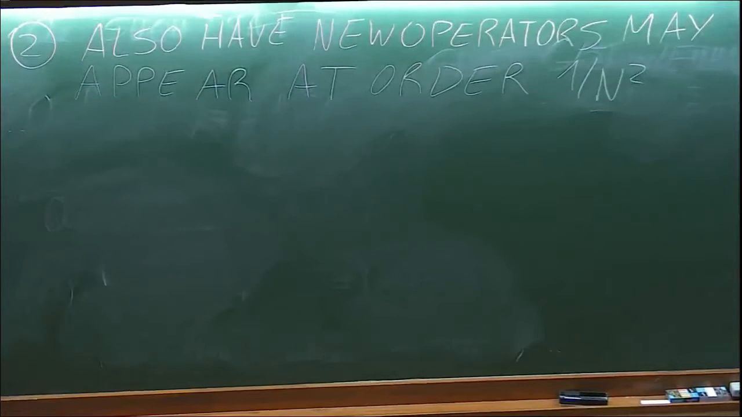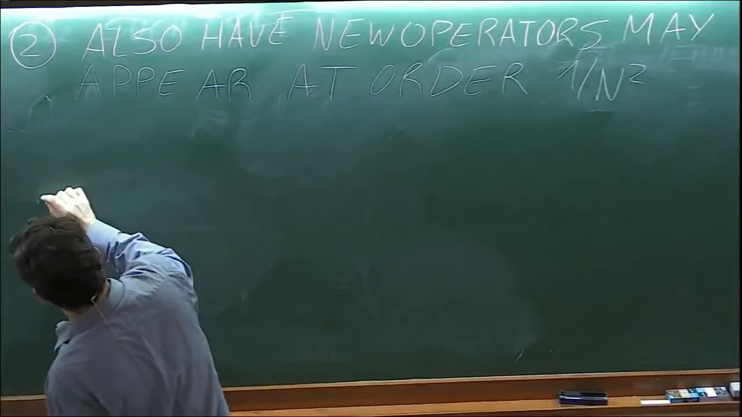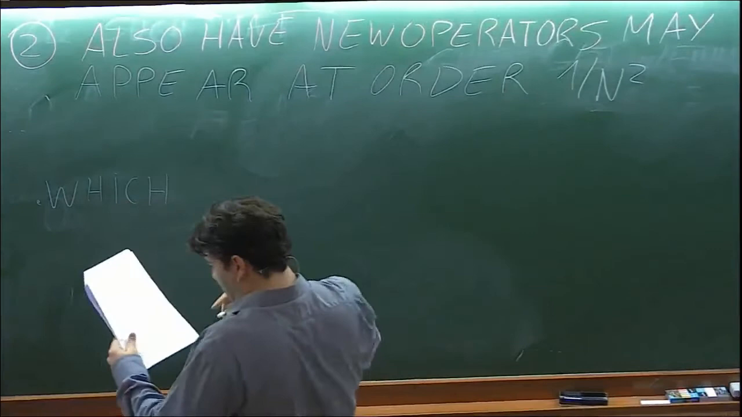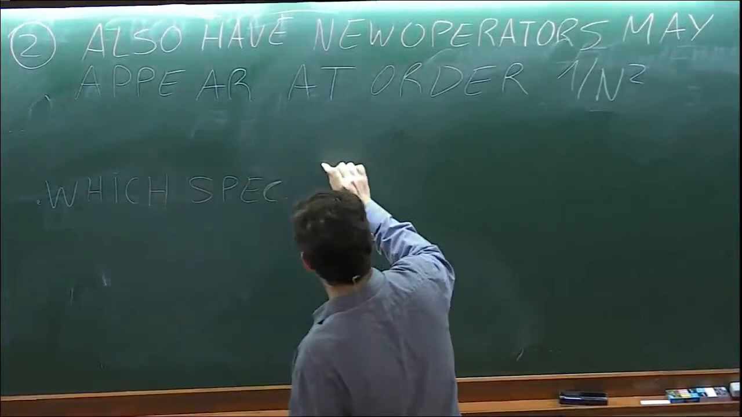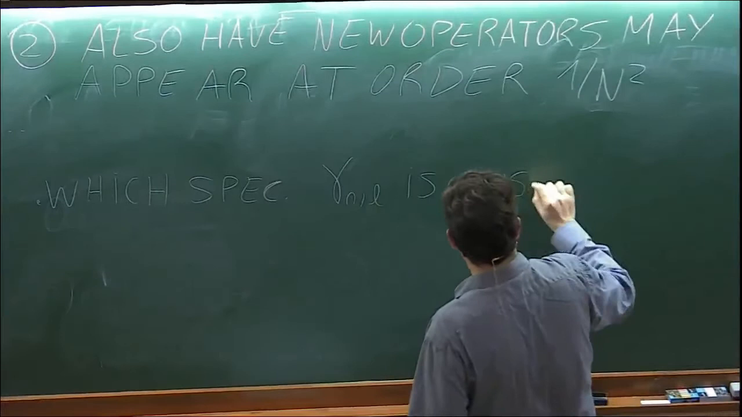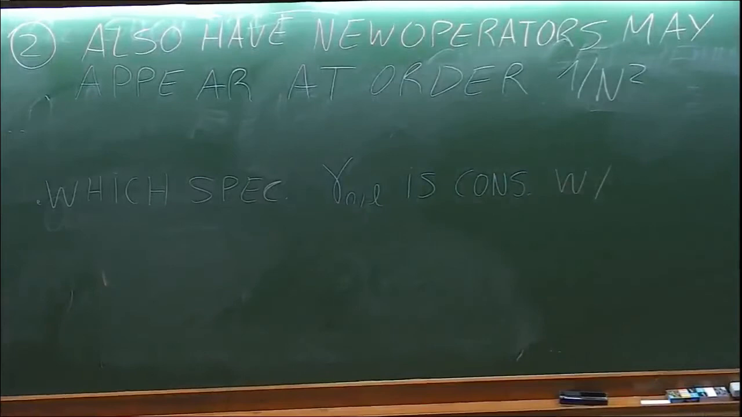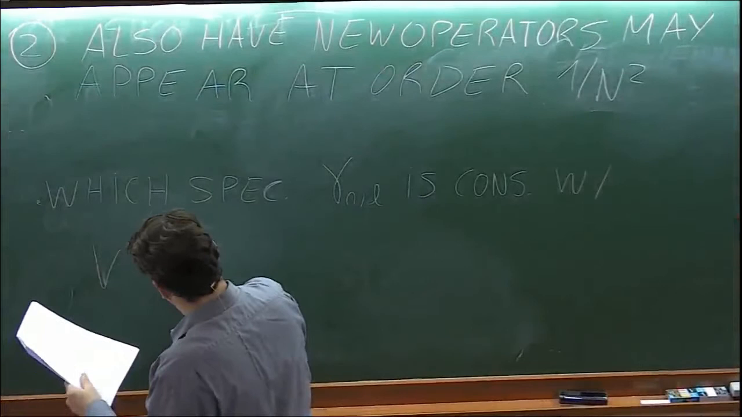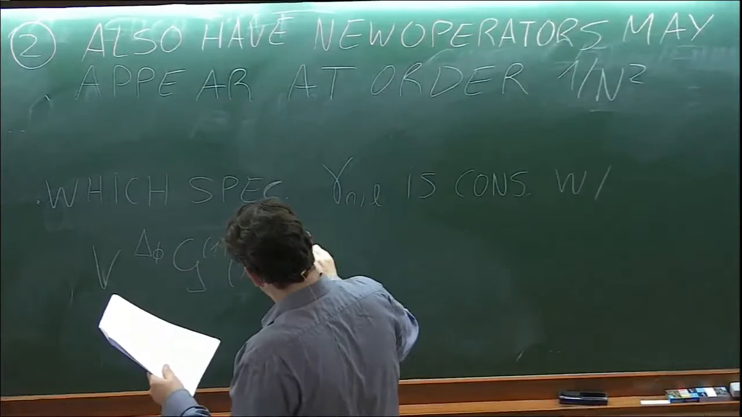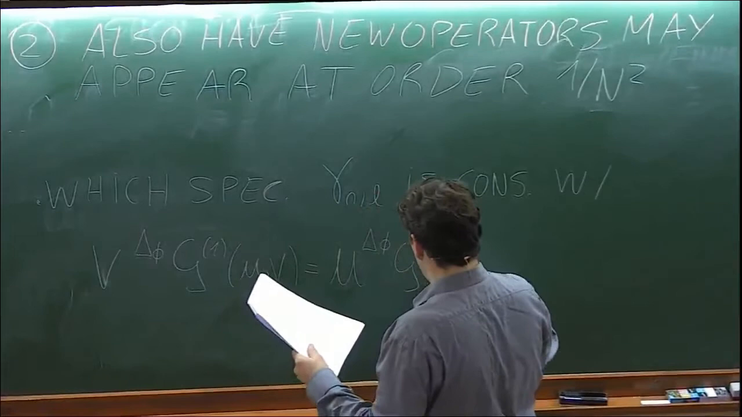And what we would like to solve, either with a new operator or without a new operator, is the question: which spectrum of anomalous dimensions, gamma n L, is consistent with crossing symmetry. Let's assume that the external operator doesn't get corrected, so crossing symmetry is v to the delta phi g1 of (u,v) equals u to the delta phi g1 of (v,u).